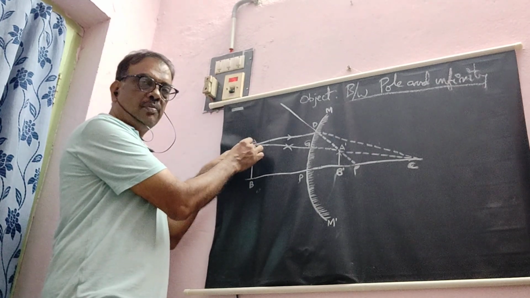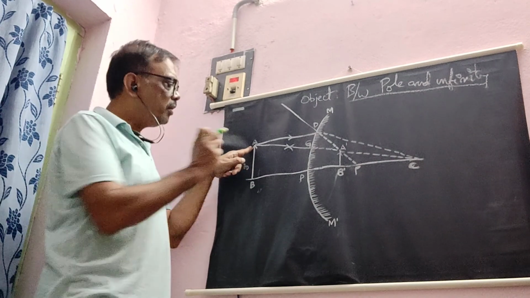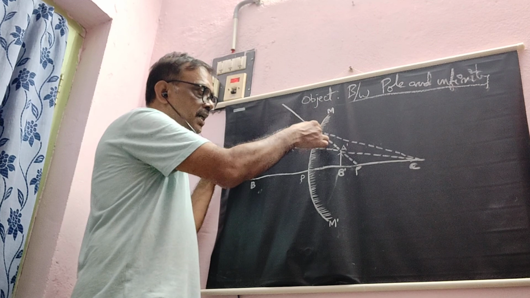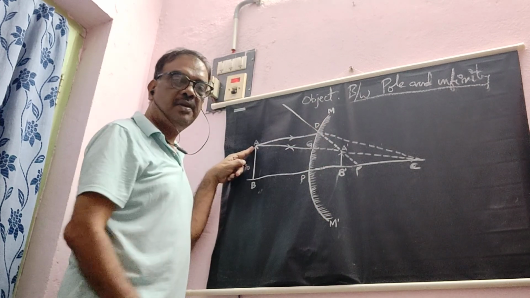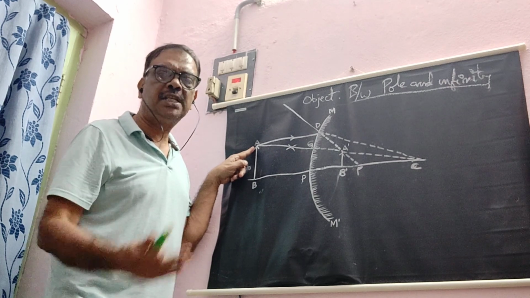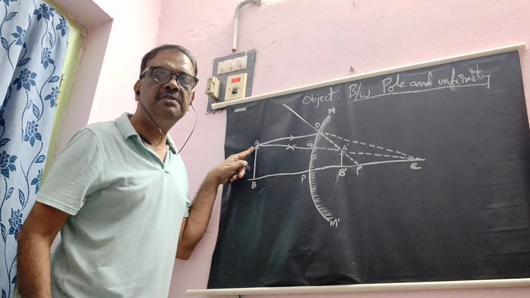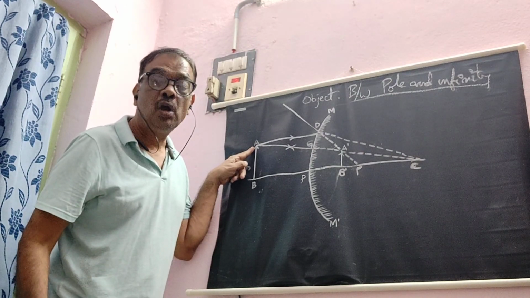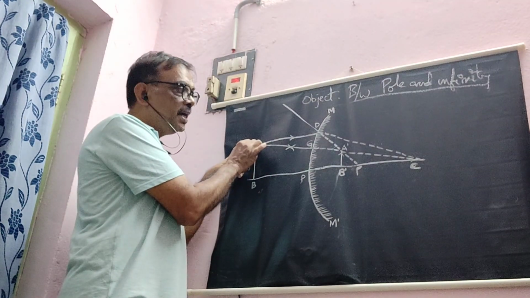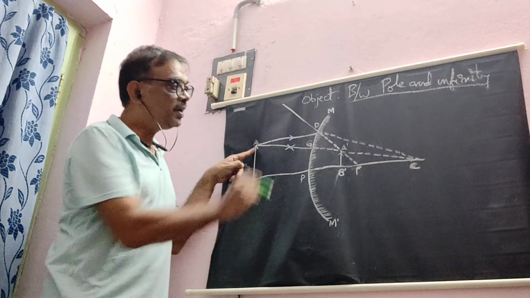From this object, how many rays of light do we need? Two rays of light. So, a ray of light starting from A is incident on the reflecting surface of the convex mirror. Convex mirror is a diverging mirror. Its reflecting surface is curved outward, bulging. The bulging side of this curved surface is the reflecting surface of the convex mirror. So a ray of light starting from A strikes the reflecting surface at D.